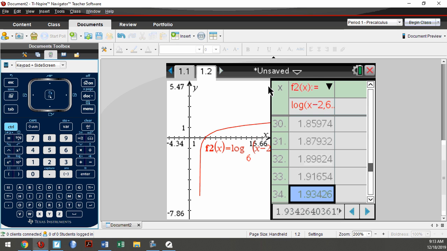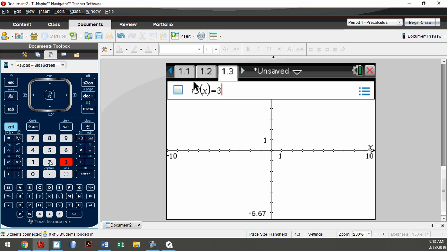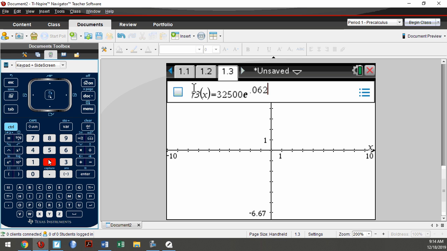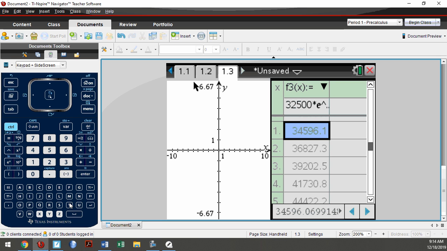And I'm going to Control Doc, and I'm going to get a new graphs page. And I'm going to type 32500, no, 2 zeros, E to the 0.0625 times X, and hit enter. I don't care what the graph looks like, do I? What I care about is Control T, which is going to be all the evaluations that I need.